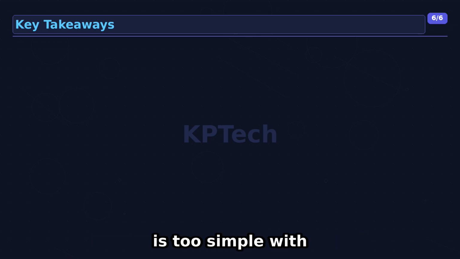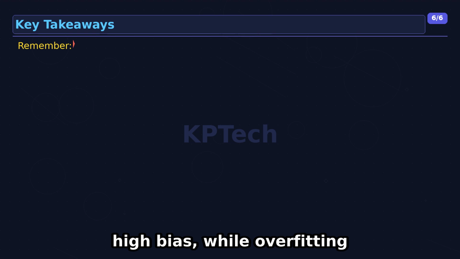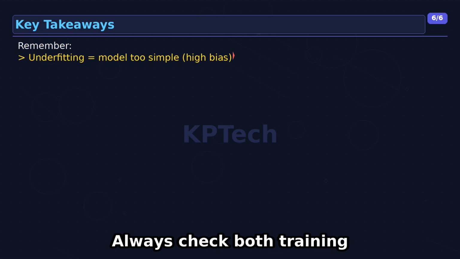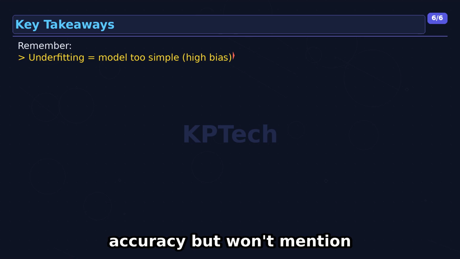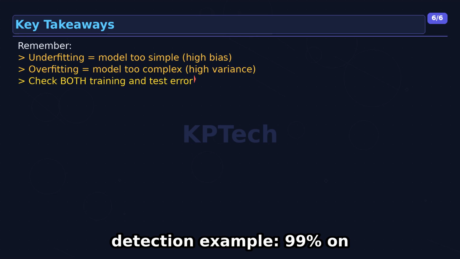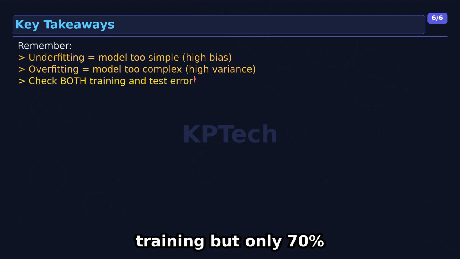Underfitting means your model is too simple with high bias, while overfitting means it's too complex with high variance. Always check both training and test error. If someone brags about 99% training accuracy but won't mention test accuracy, that's a red flag. Think of that spam detection example, 99% on training but only 70% on test data clearly indicates overfitting.